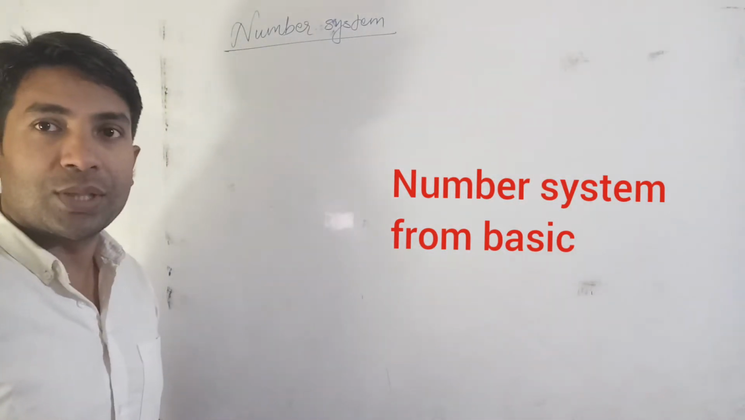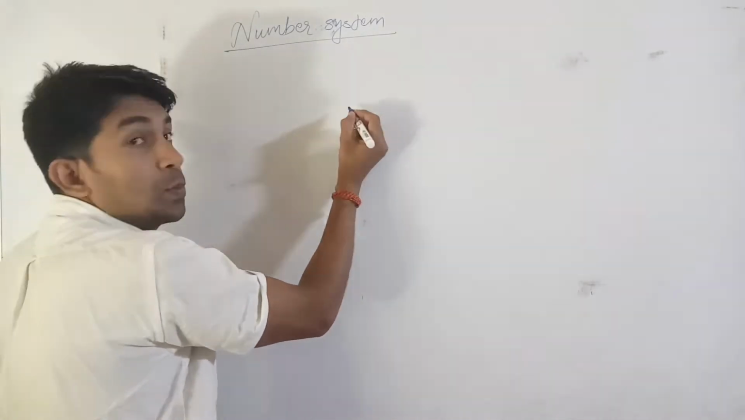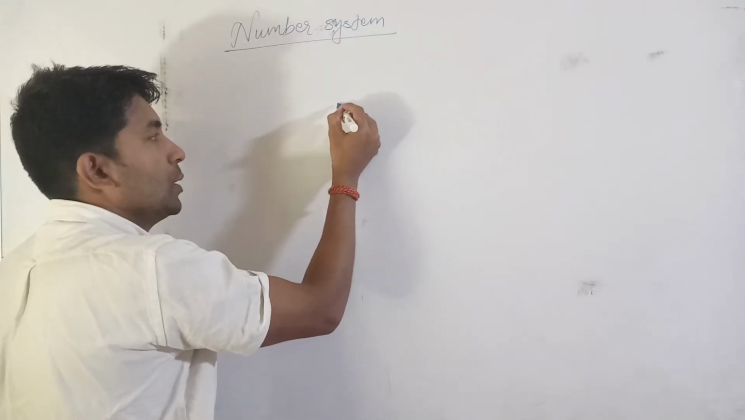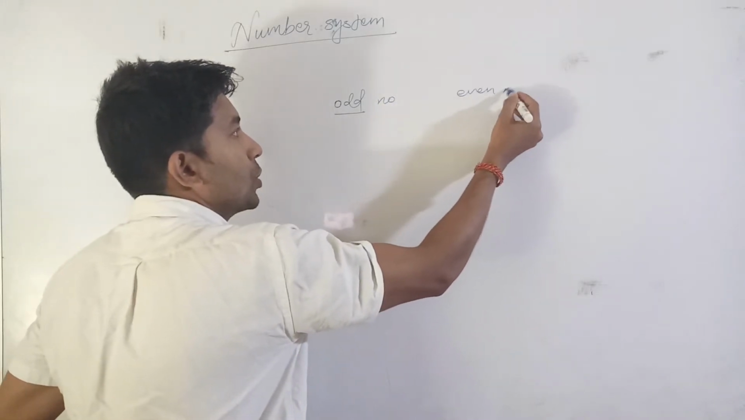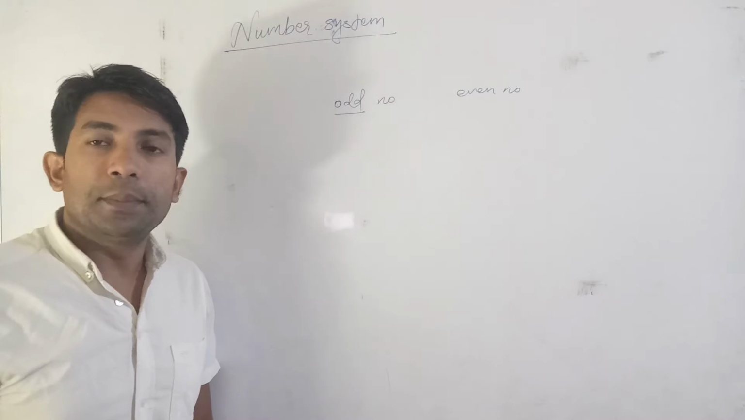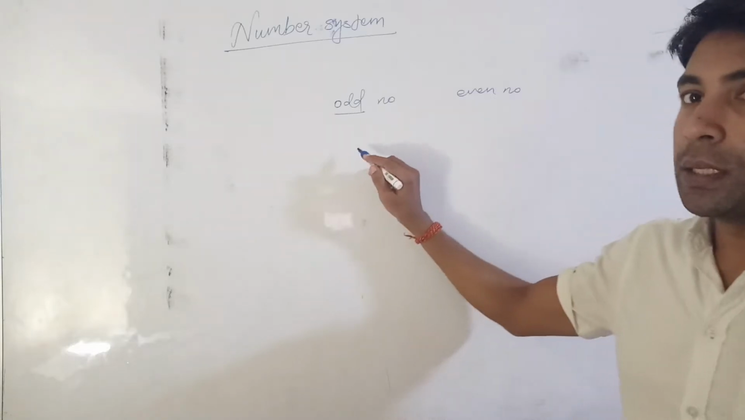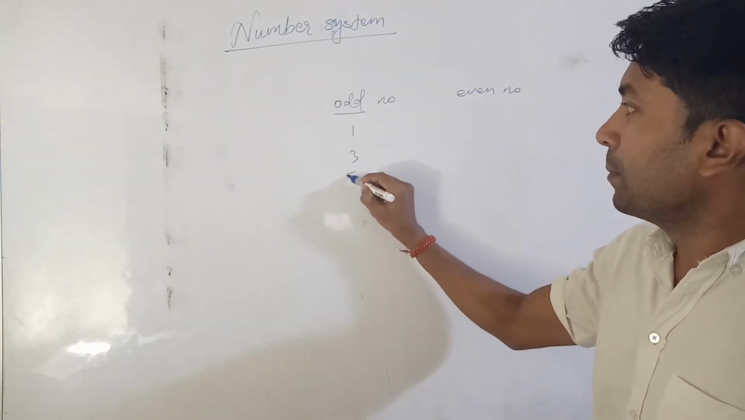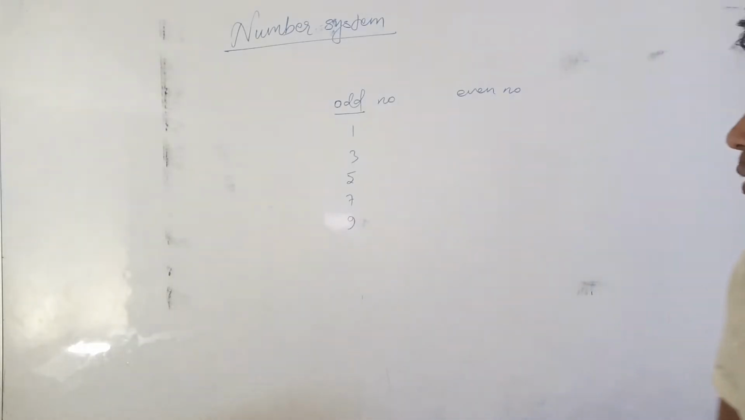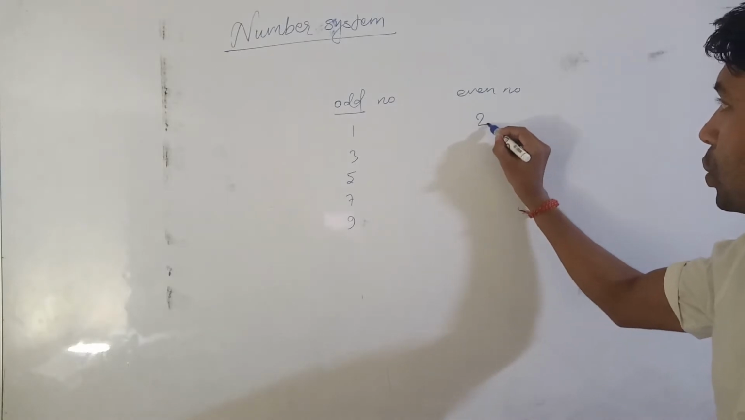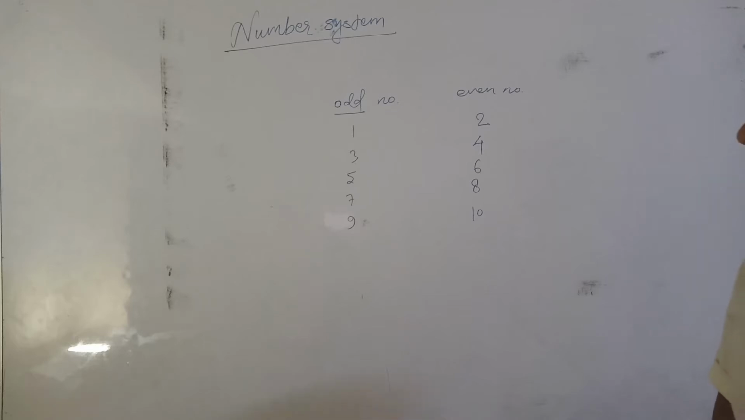Before I proceed and start this video, I would first like to tell you what positive or negative numbers are. I mean to say odd numbers and even numbers. There are two types of numbers, odd numbers and even numbers. Odd numbers are numbers like 1, 3, 5, 7, 9. Even numbers are 2, 4, 6, 8, and 10. I'm sure you understand this.